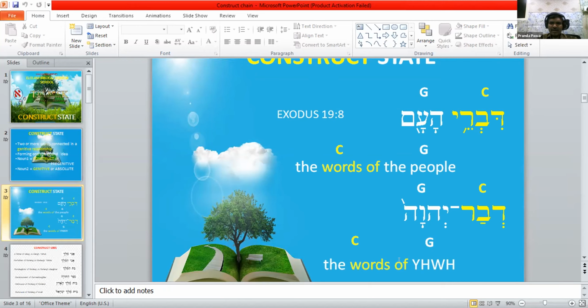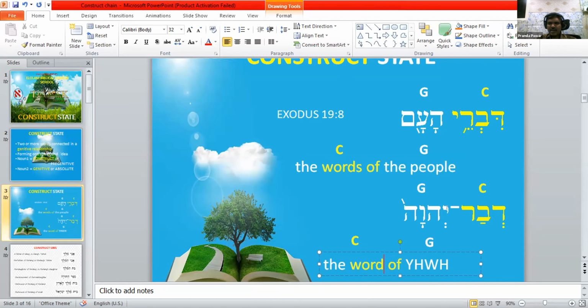Yahweh is not plural, it is singular. The word of Yahweh. So here also this yellow color, that is the word, and this is Yahweh.